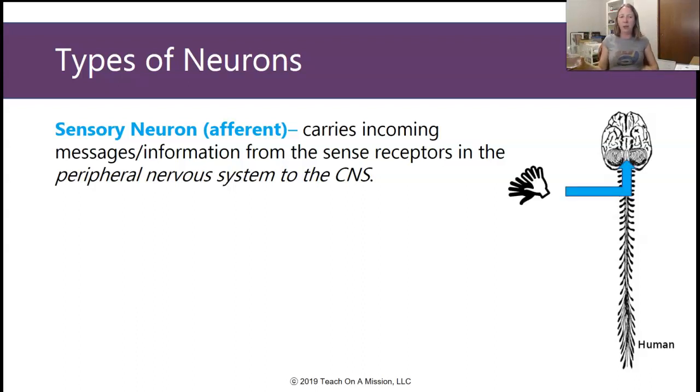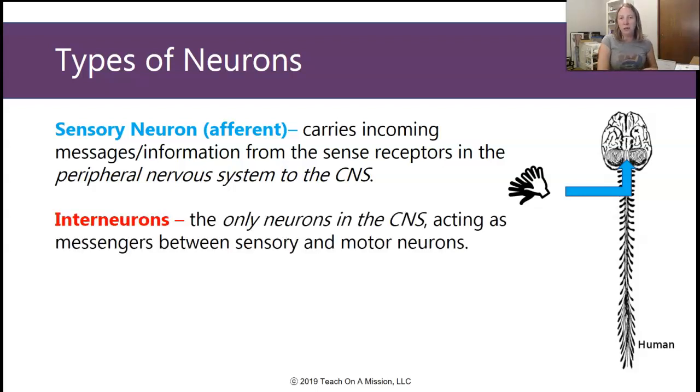So you touch something and notice the direction of this arrow. This goes into my brain. In fact, you might want to take the arrows or the web lines that I have on your paper and turn them into arrows. So the sensory neurons go into your central nervous system, into your brain.